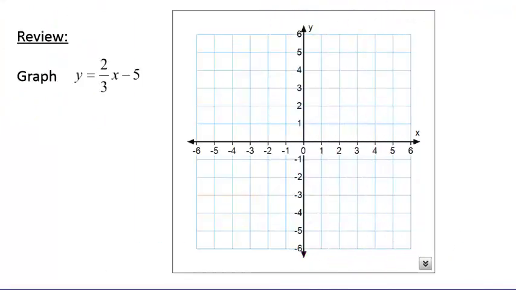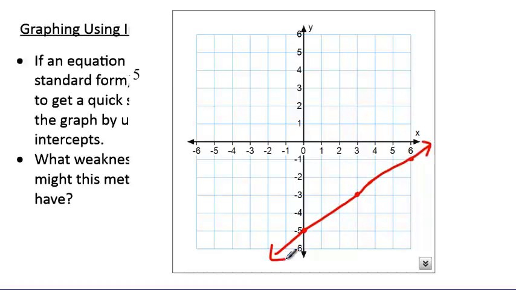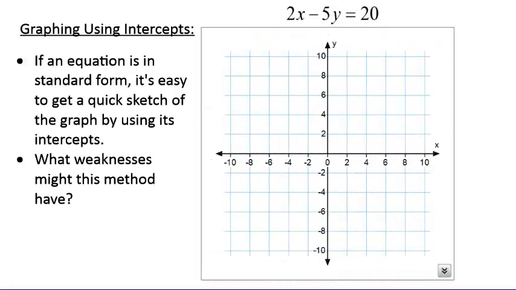Just as a quick review, let's review how we graph this line using the slope and the y-intercept. So the y-intercept will be negative 5, so I'd have a point here, and then the slope is 2/3. So remember, rise over run, so I'm going to go up 2 over 3, and then up 2 over 3, and I could do that as many times as I needed to, and end up with a representation of this function on the graph.